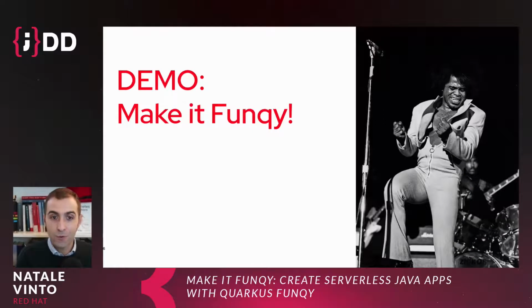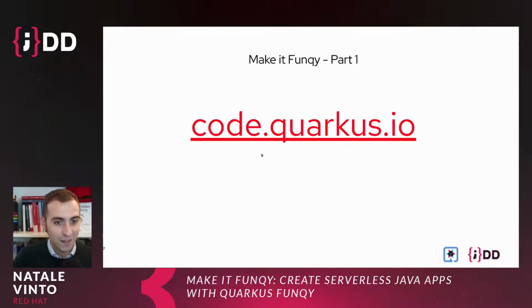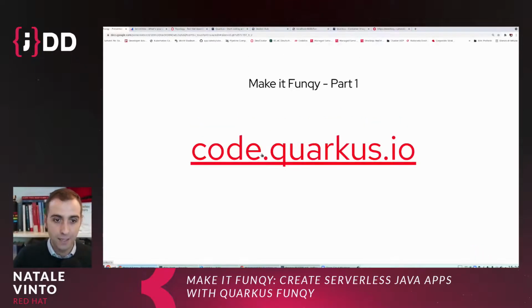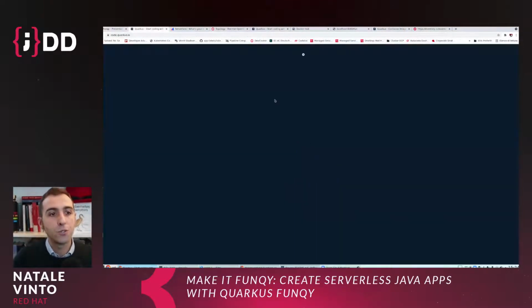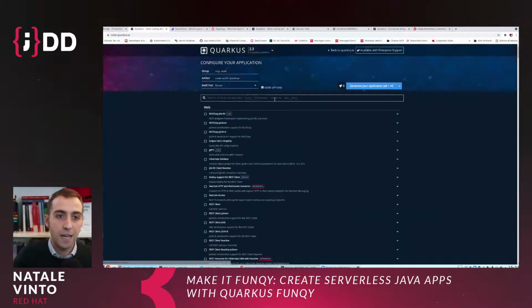So now it's time for the demo. We talked about the integration. Let's go into the demo. Let's make it funky, as James Brown said. The first part of our demo is going to this website. You have the link in the slides. You go to a configurator for Quarkus where we can define our application.